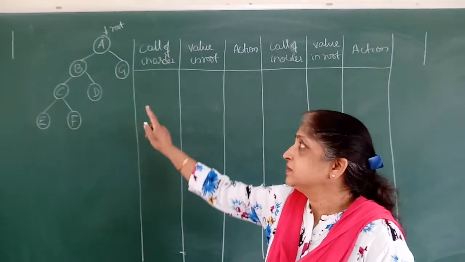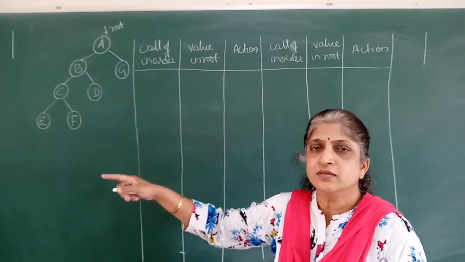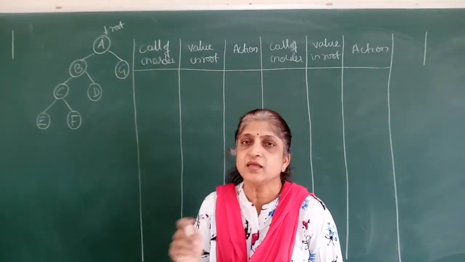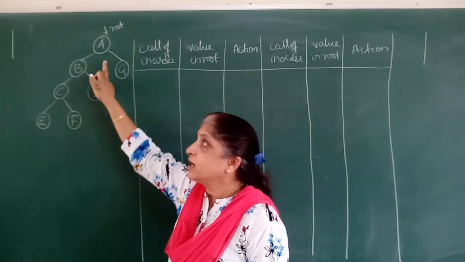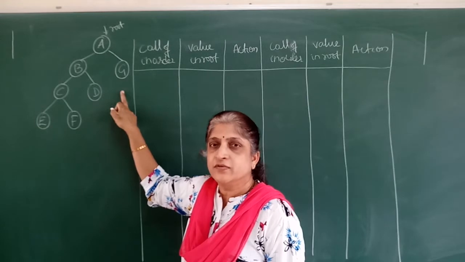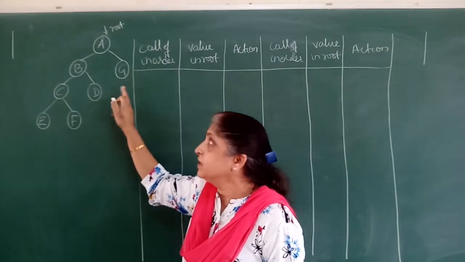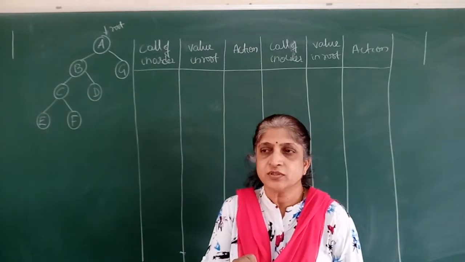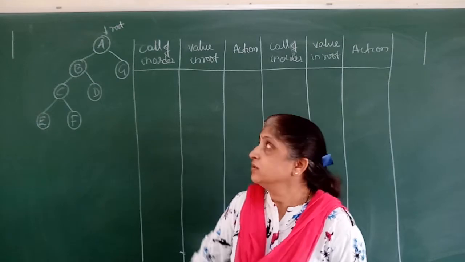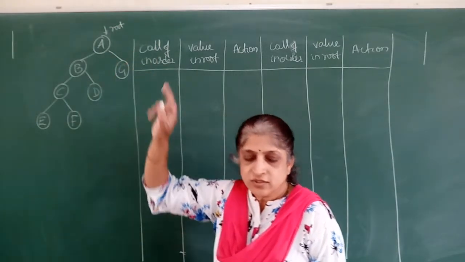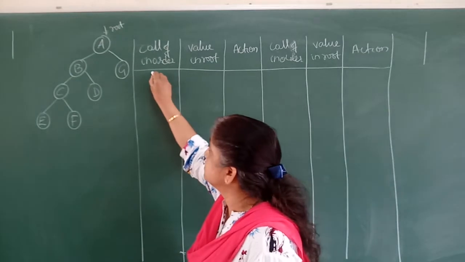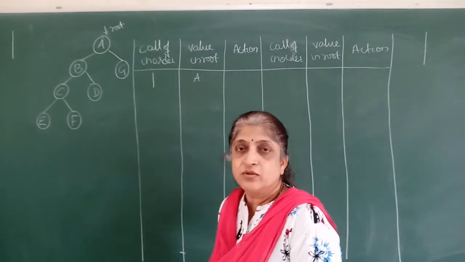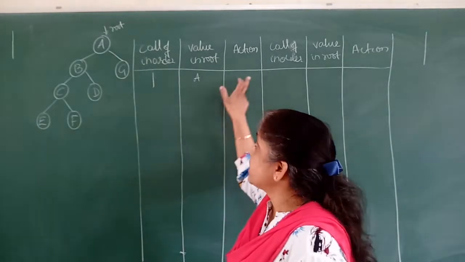I have taken this binary tree for testing how the function calls are made in order. A is the root, and it has a right subtree with just the data G, and this is the left subtree of A. When we call this function, we pass a pointer to the root A. This is the first call. Now the value in the root is A. There is no action taken now.